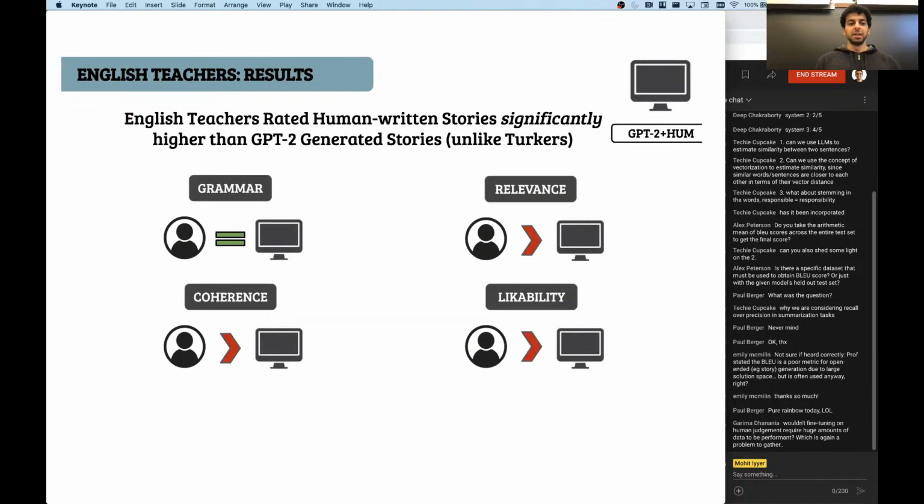So, compared to English teachers, they found that human written stories are significantly better than these machine generated stories on every metric except grammaticality, which if you've played around with, you know, ChatGPT, it makes sense. The text is very rarely ungrammatical, but it has more subtle issues with things like relevance or coherence.